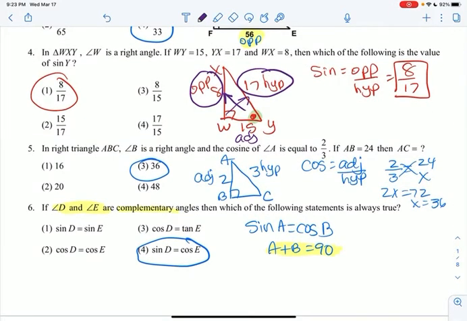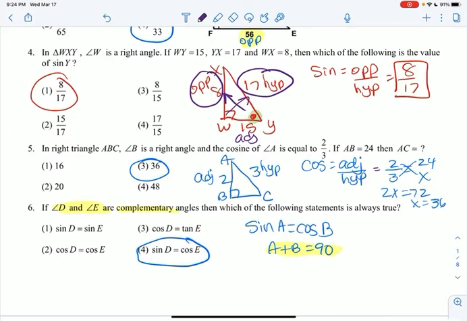Number 5, I have a right triangle. Again, I would draw a picture for this. B is the right angle, so I make sure that B goes in the right angle position. A and C don't matter. And I want to know the cosine of A. Remember, cosine is adjacent over hypotenuse. So cosine of A is equal to 2/3. I want to put the 2 in the adjacent spot and the 3 in the hypotenuse spot.